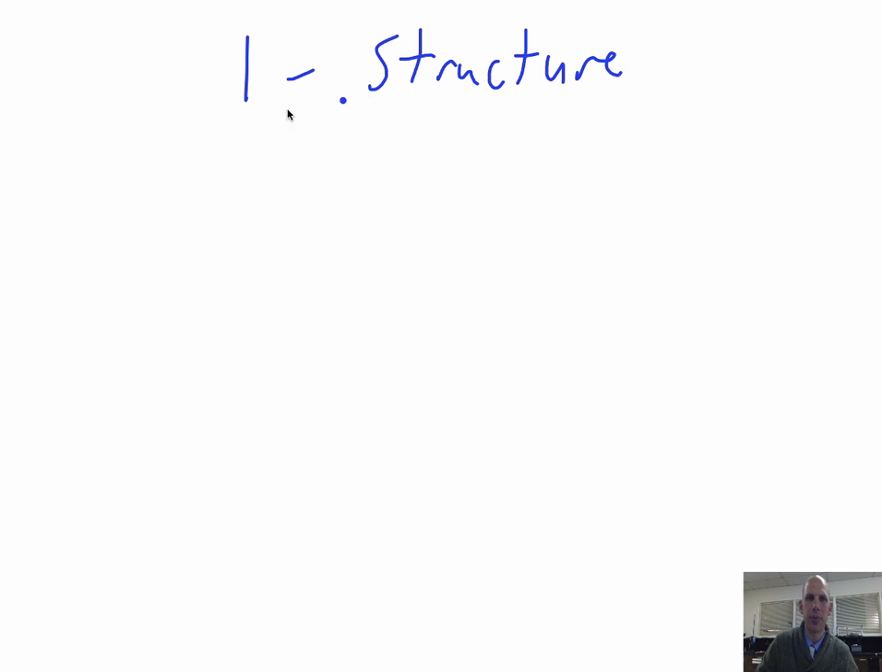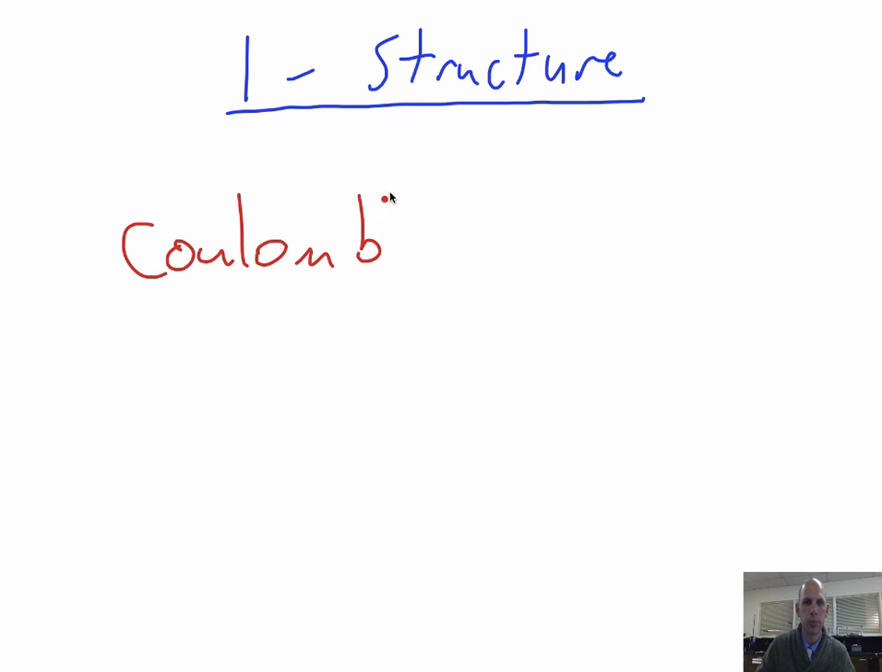The first major big idea we looked at had to do with structure. What's holding things together? Structure is governed by one thing, Coulomb's Law. Sometimes they call things having a strong or a weak Coulombic attraction. Okay. Coulomb's Law is very simple.